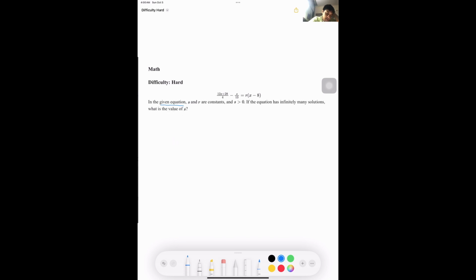So the first question: in the given equation, s and r are constants and s is greater than 0. If the equation has infinitely many solutions, what is the value of s? So we can see the equation. First we'll do something about this part, which is (12x + 28)/4, which you can write as 3x + 7.